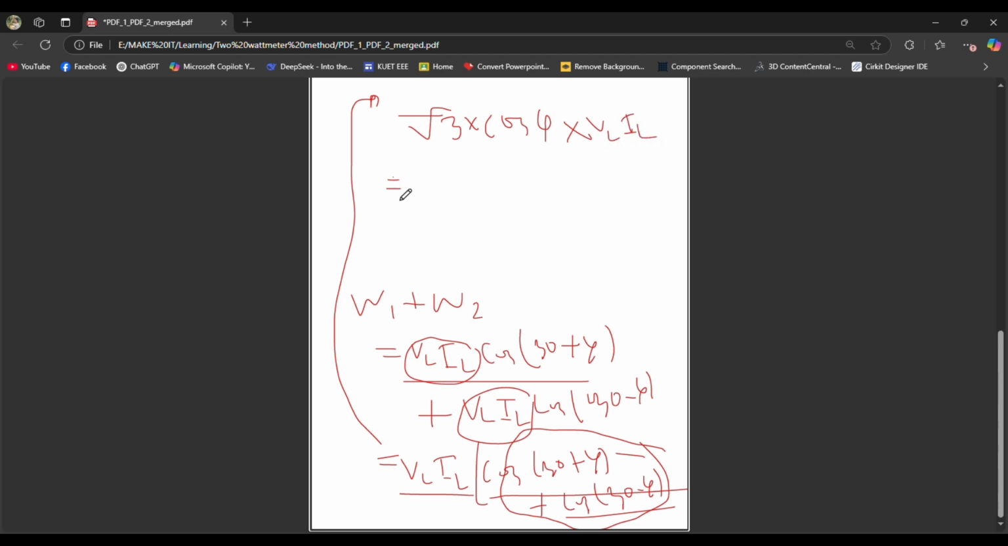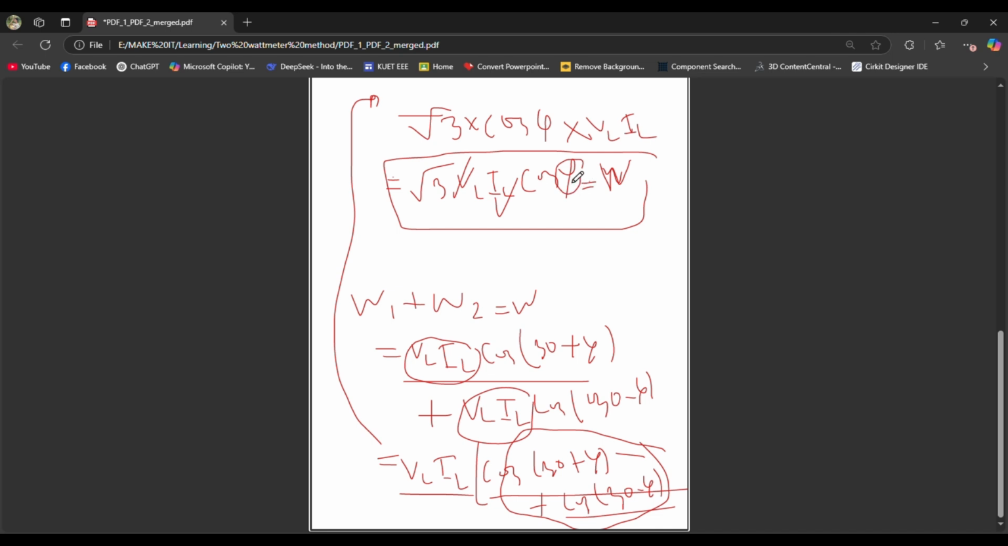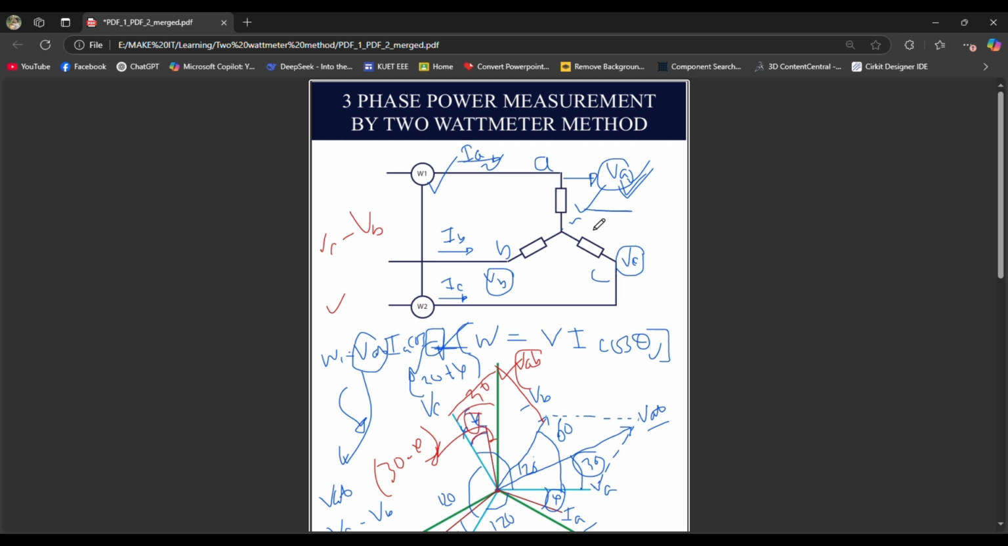So if I rearrange and write these things, I should write √3 multiplied with VL IL cos phi. And W1 plus W2 is equal to W, the total power consumed by this three-phase system. I think you are very much familiar with this equation. When we have the line voltage, line current and the per-phase power factor angle, and you multiply all of them with √3, then you get the total real power consumed by the three-phase system. Step by step, I have tried to make you understand how the 2-wattmeter method works for measuring the power of a three-phase system.